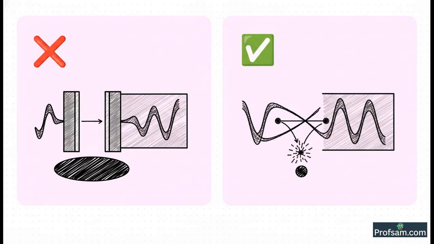And now for the biggest silent killer of all. This is a mistake I see in so many exam papers. It's about the dark fringes. The common wrong idea is that dark fringes are just shadows, places where no light is reaching. But this is completely, absolutely wrong.